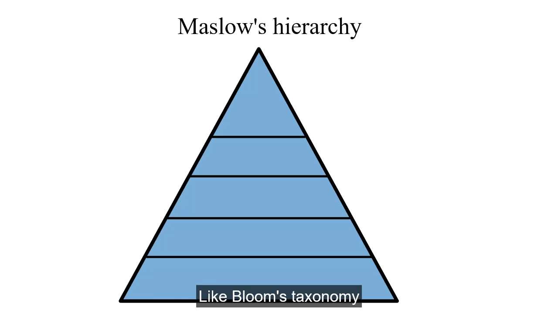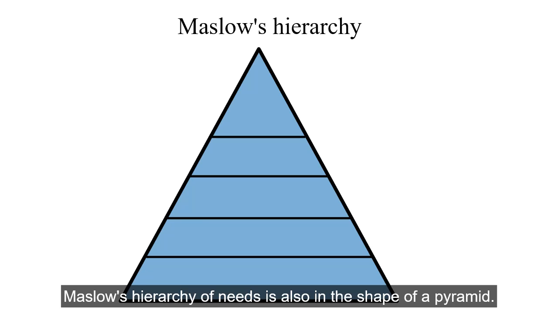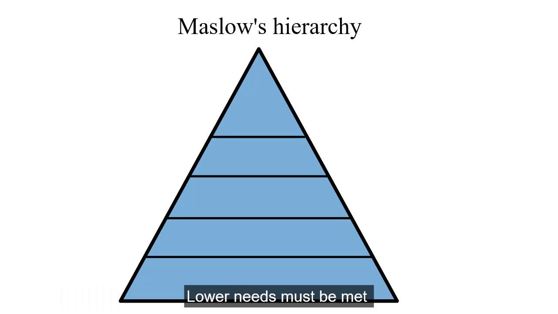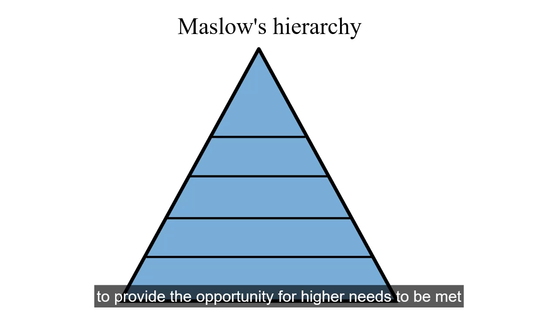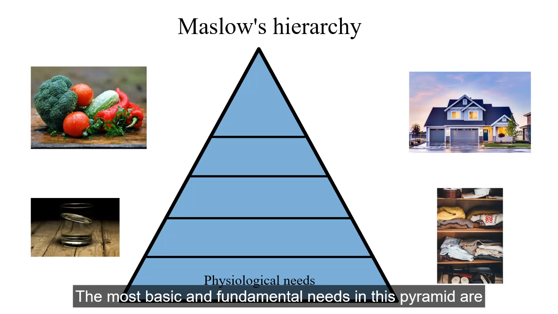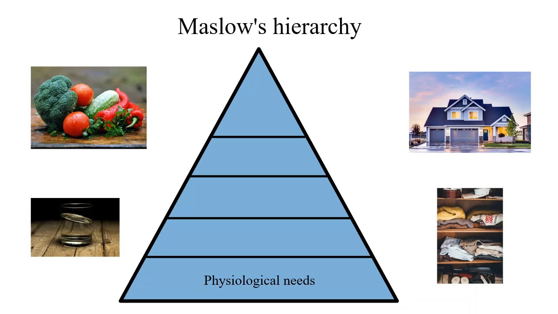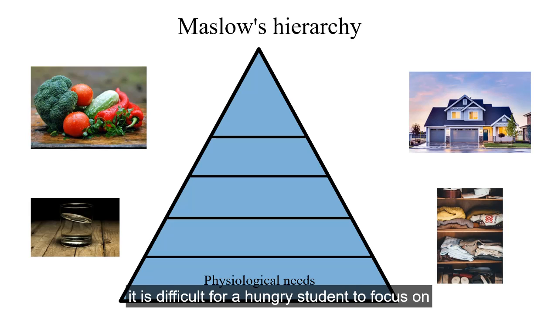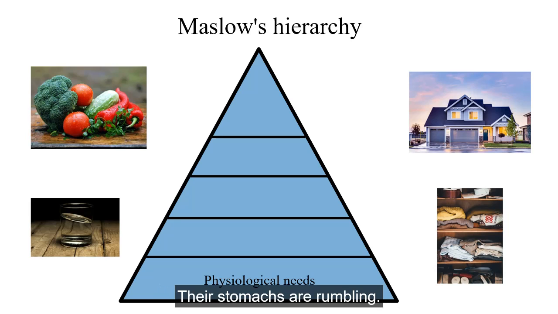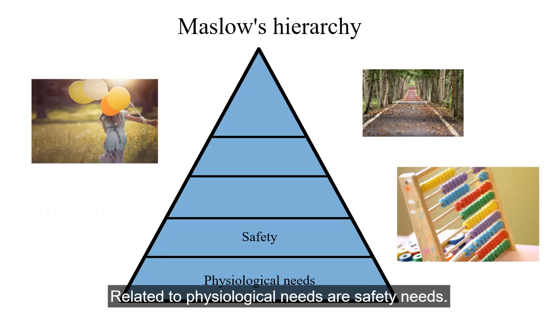Like Bloom's taxonomy, Maslow's hierarchy of needs is also in the shape of a pyramid, and lower needs must be met to provide the opportunity for higher needs to be met. The most basic and fundamental needs in this pyramid are physiological: food, water, shelter, clothing, and warmth. As you might imagine, it is difficult for a hungry student to focus on Marxist theory or DNA replication. Their stomachs are rumbling. Related to physiological needs are safety needs.